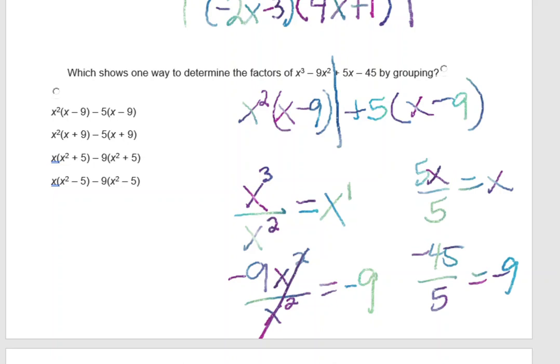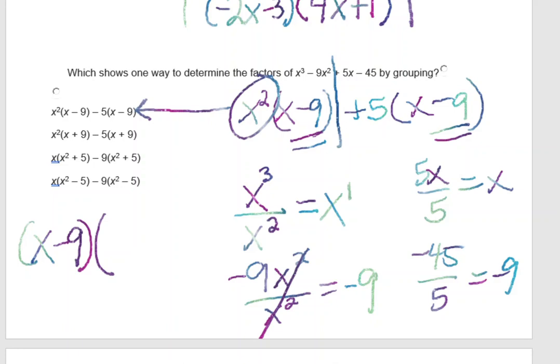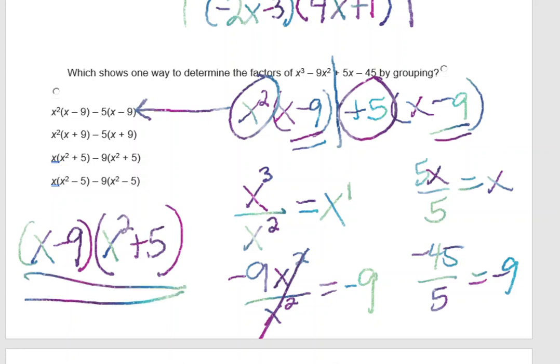Do we have the same number inside the parentheses? Yes. So that would be this first answer choice right there. Now, if we were going to go one step further and actually write the final factored form, we would want to put whatever's inside the parentheses in common, that's one of my binomials, and whatever terms are outside the parentheses go together in my other binomial. So this would be the final answer for the factored form.